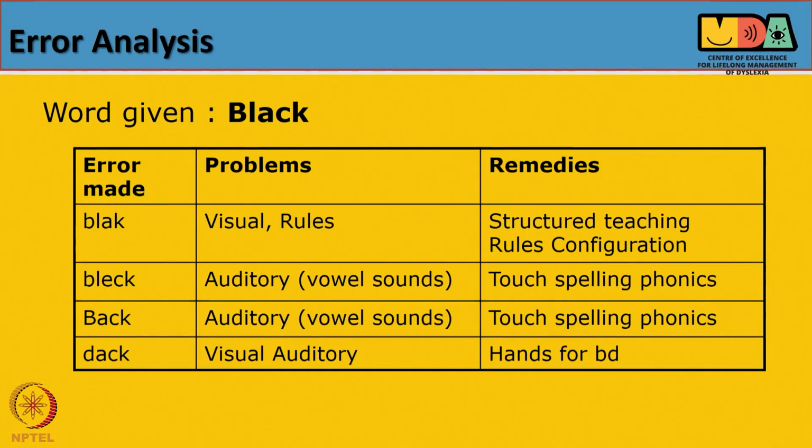The next way is bleck. Another way that he could spell the word black is as bleck, B-L-E-C-K. Here, this child has got a lot of confusion with the vowel sounds.